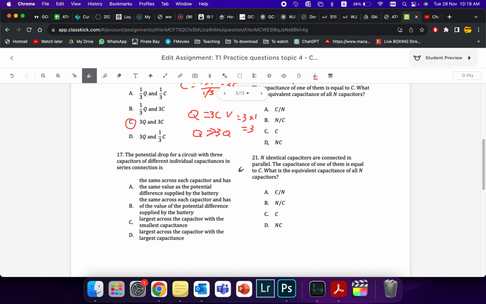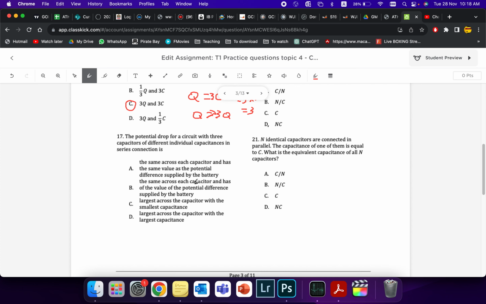Next, the potential drop, the V, for a circuit with 3 capacitors of individual capacitance in series. In this case, you're basically comparing the voltage for each capacitor. As you know, in a series circuit, you will have capacitor 1, maybe 2, and maybe 3, and they have different values. Let's say I had 10 volts from the battery. Some of it will come here, some of it here, and some of it here. The voltage will split according to the capacitance.